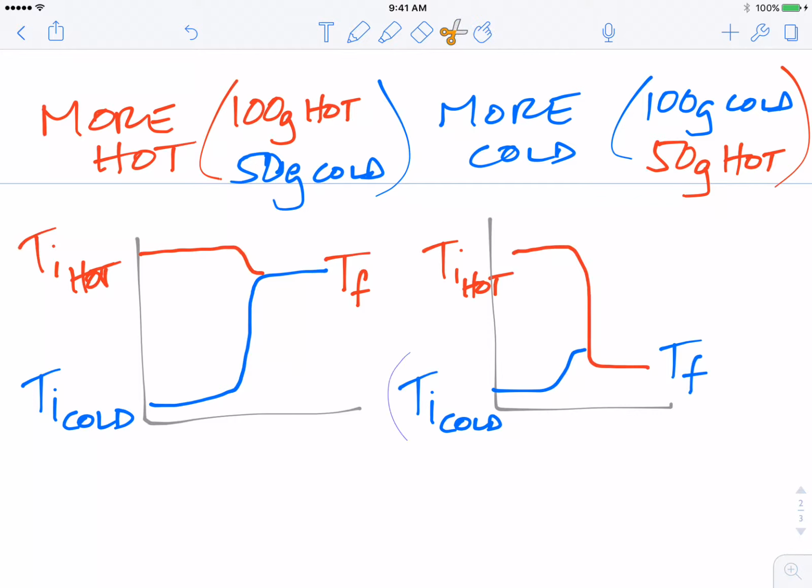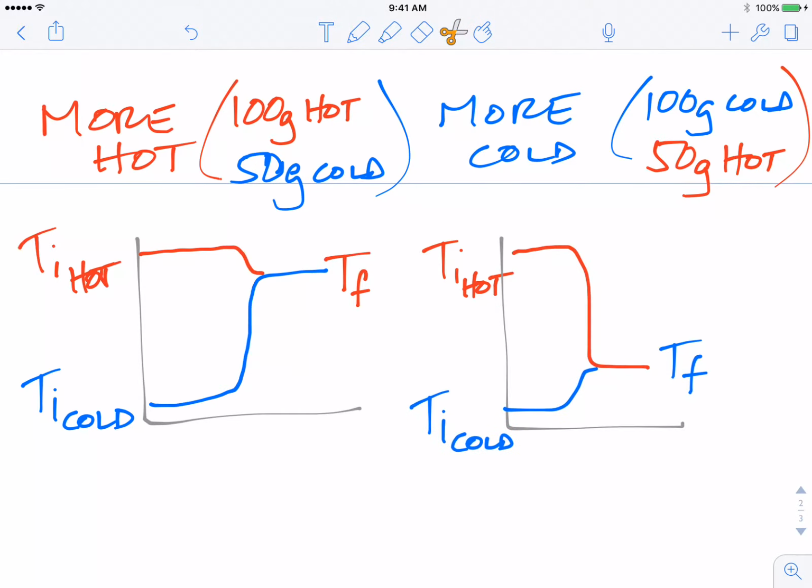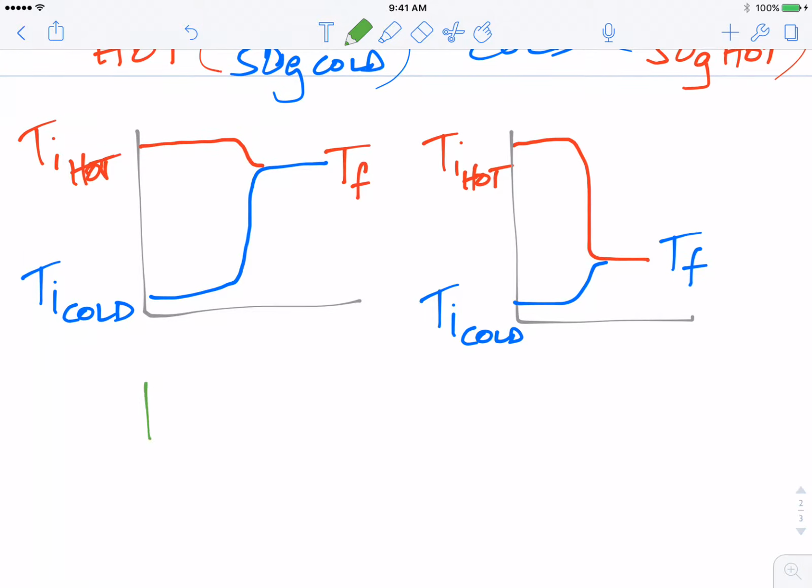Let's see if I can fix how this was located there. There we go. All right. So from Heat Lab 1 to Heat Lab 2, we figured out that mass is important in terms of heat transfer. If you wanted to figure out your final temperature, the formula is a little bit more complicated. It has to do with percentages.